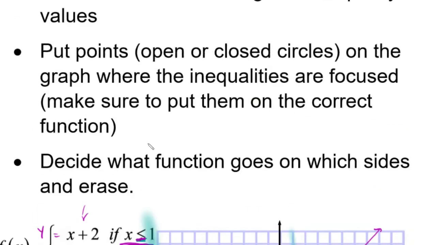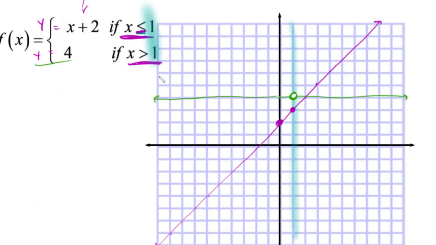Then decide which function goes where and erase. So for the values less than 1, it's purple. That means it is not green. So I'm going to erase all of the green. You've got to erase all the green.